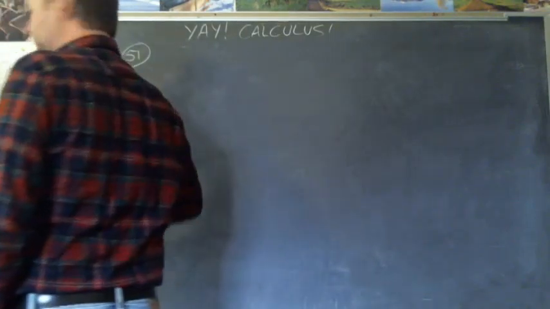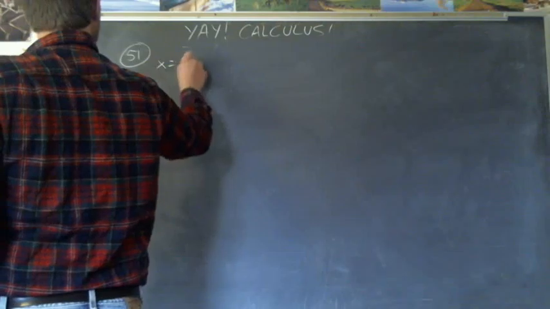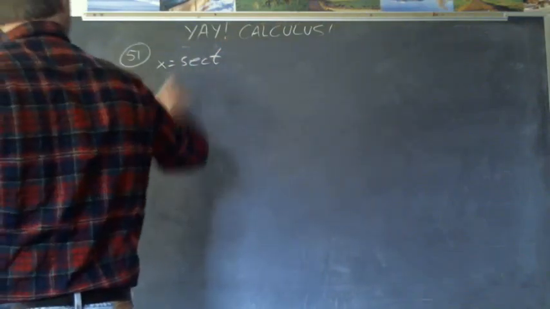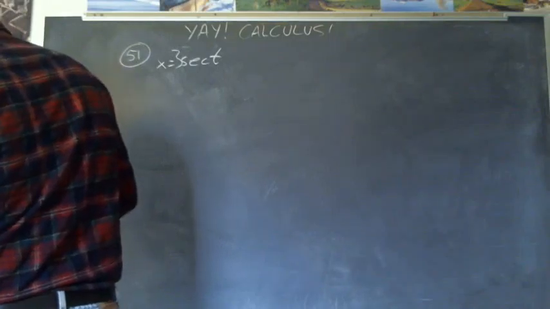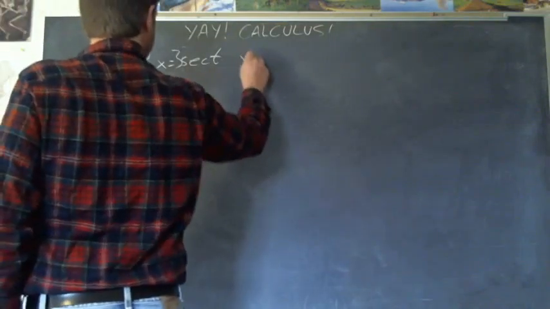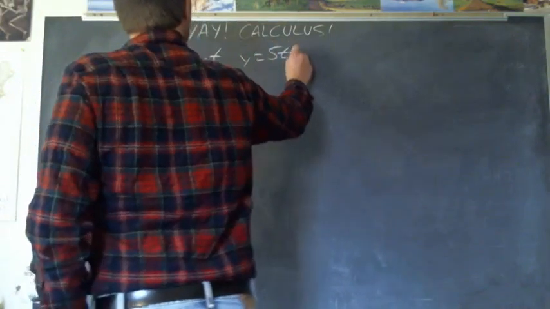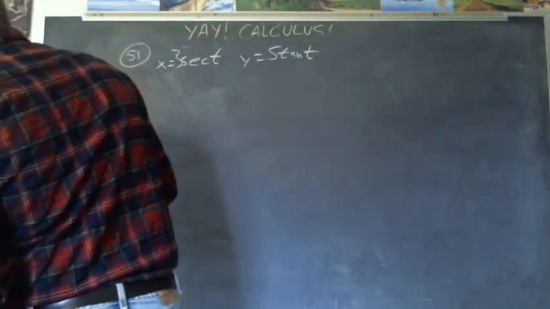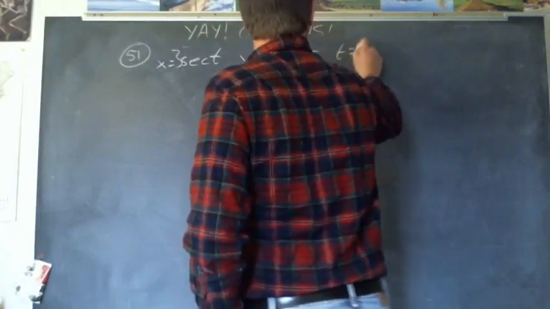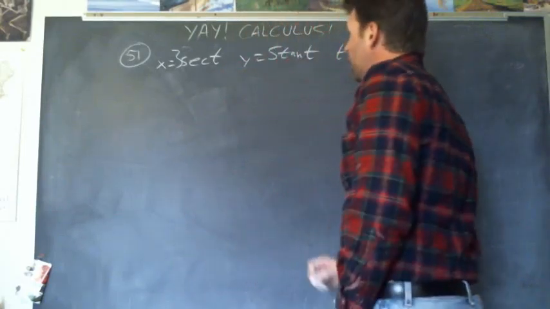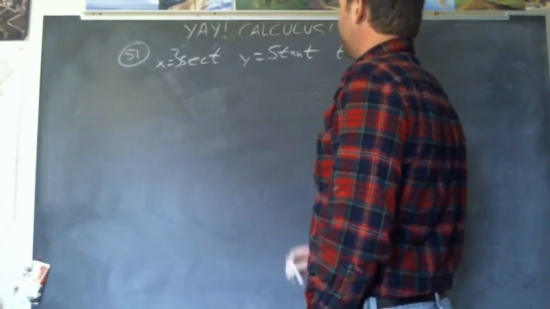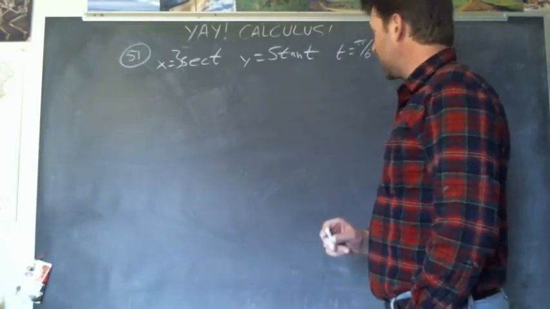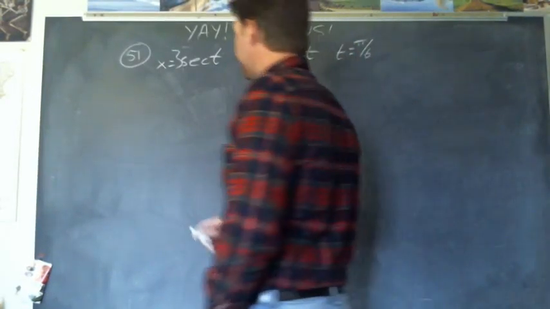51, same deal. x being defined as secant of t: x is 3 secant of t. y is 5 tangent of t, and evaluating at t equals pi over 6. Put it in the calculator to see what it looks like. I don't care too much right now. We're just going to do our job and be done with it. But it's always good to have a visual.